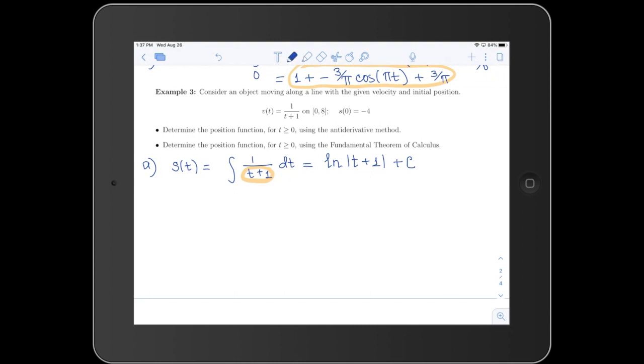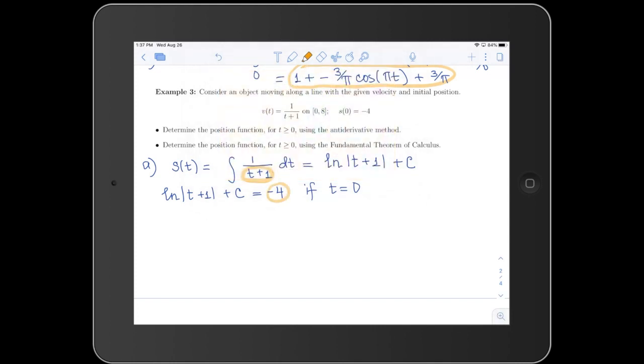So that's natural log of absolute value of t plus 1. We need to find that constant c. So natural log of t plus 1 plus c is equal to what? -4 if t is equal to 0. That's my initial condition, right?